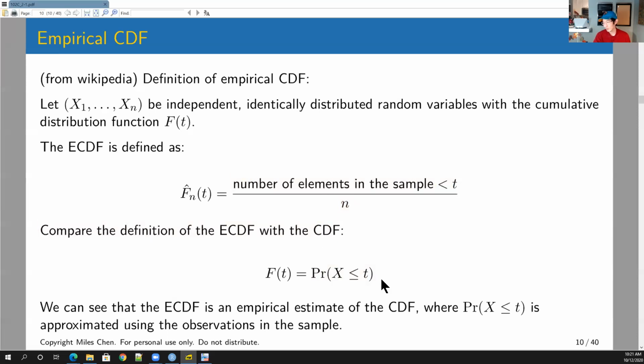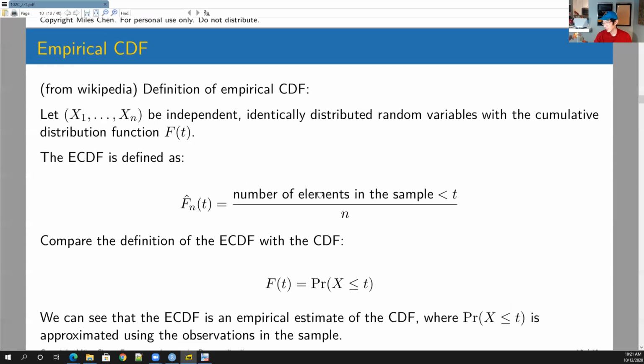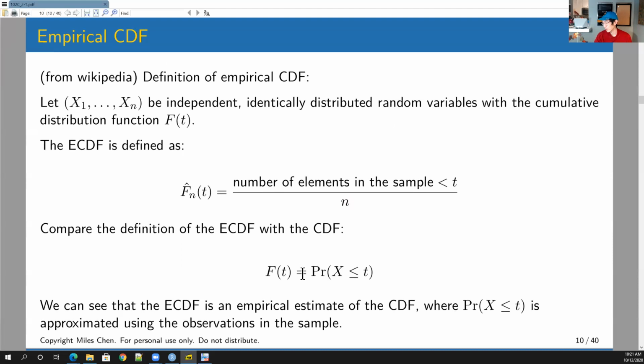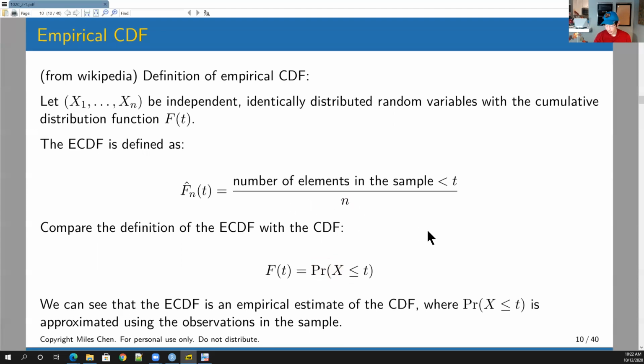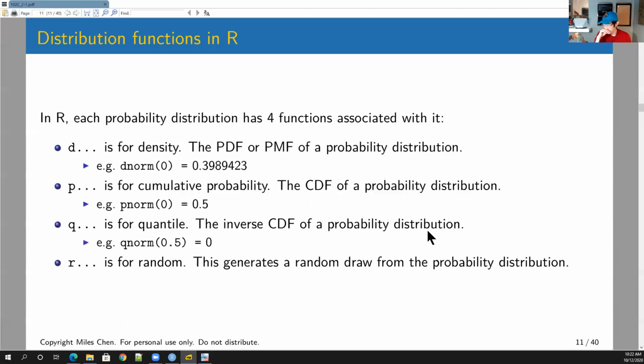So what proportion of values are less than 2? You can get your empirical value versus the true probability. We're just estimating this based on how many elements we have in our sample.